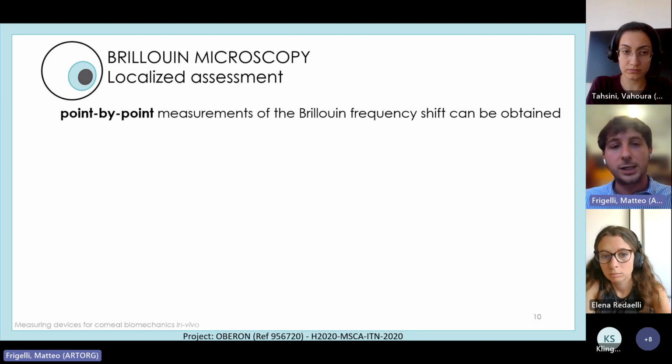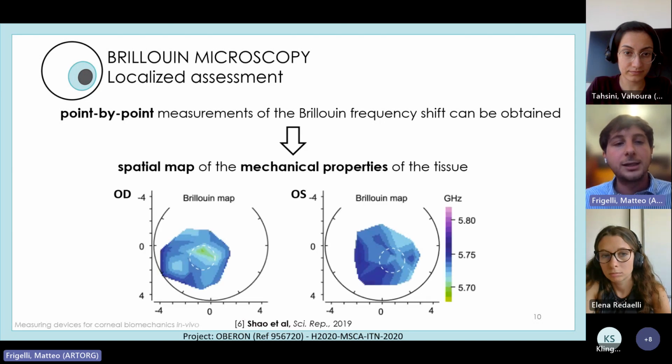So what's done is that if you replicate this measurement in different points within a sample, you can have a pointwise measurement of this Brillouin frequency, therefore a pointwise measurement of the Brillouin modulus. And this leads to a spatial map of the tissue, in this context of the cornea. This is probably the work with the most reported data about Brillouin microscopy.